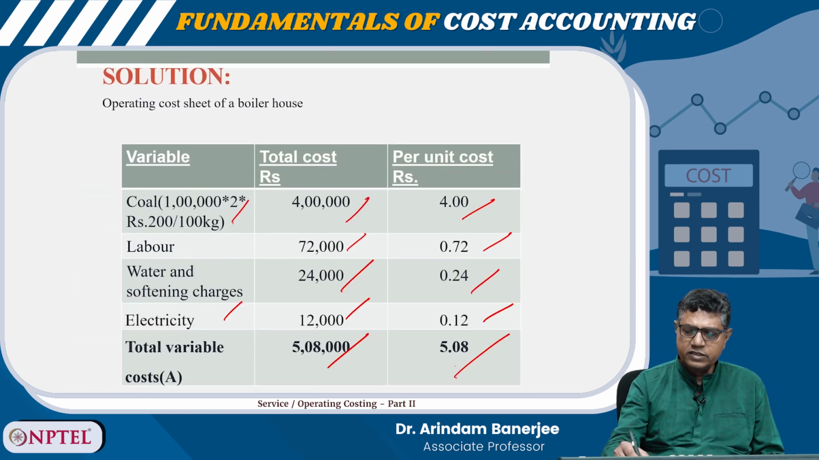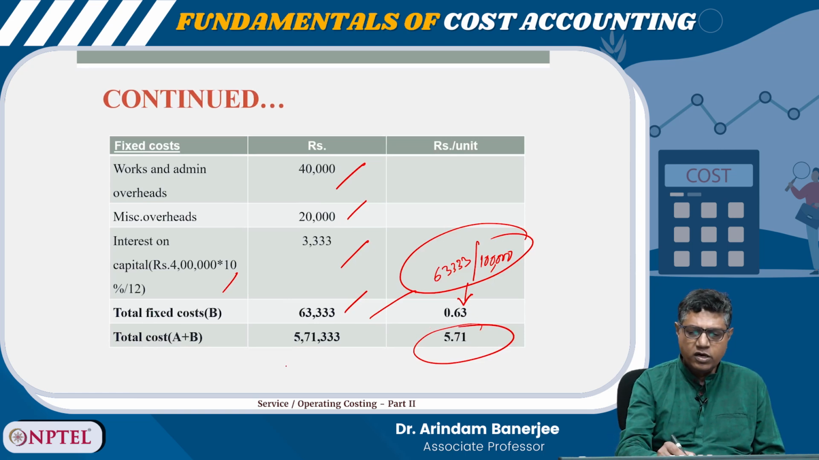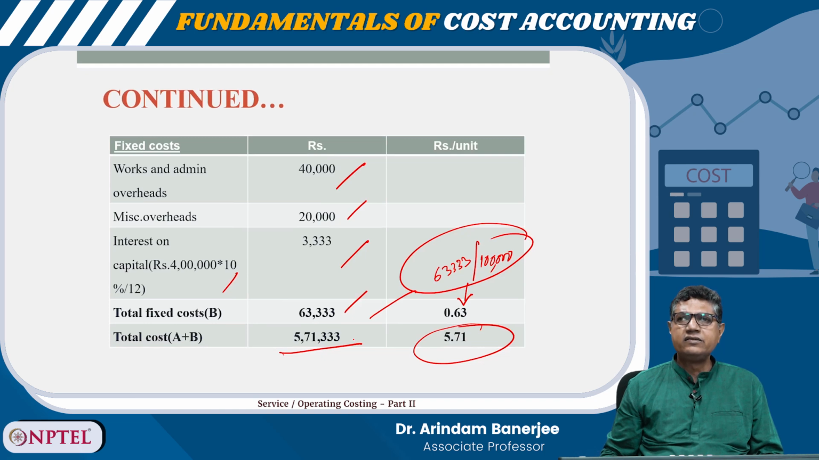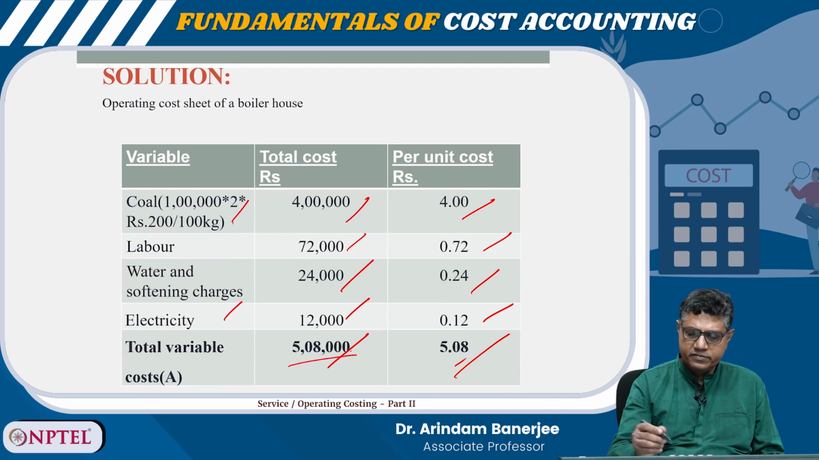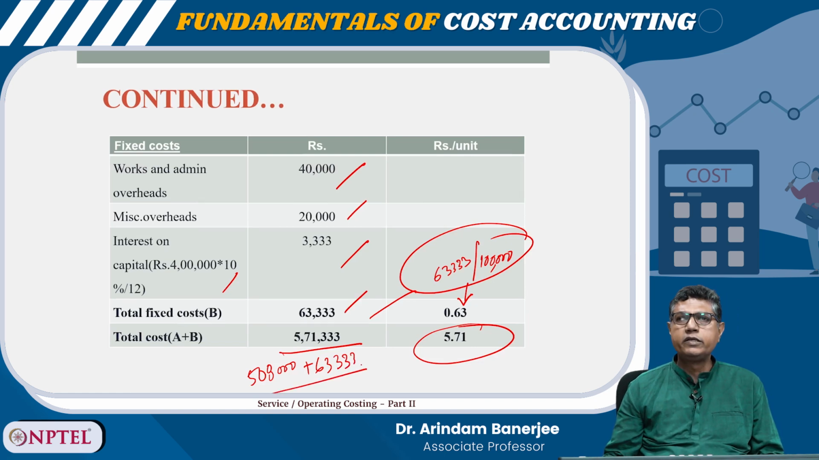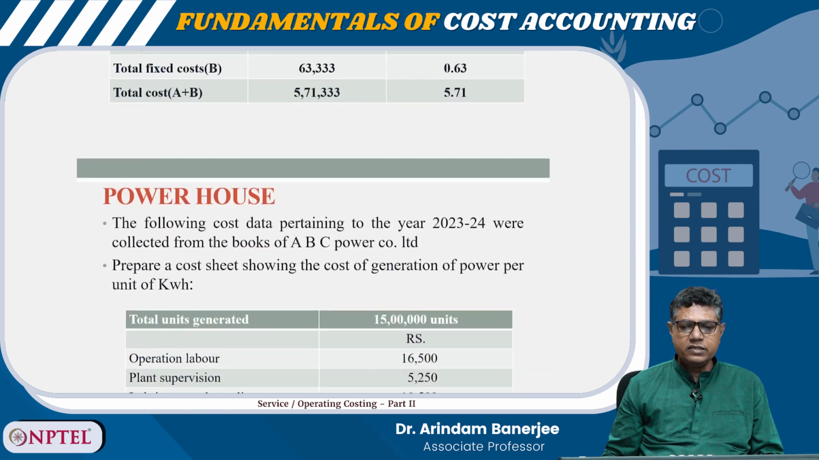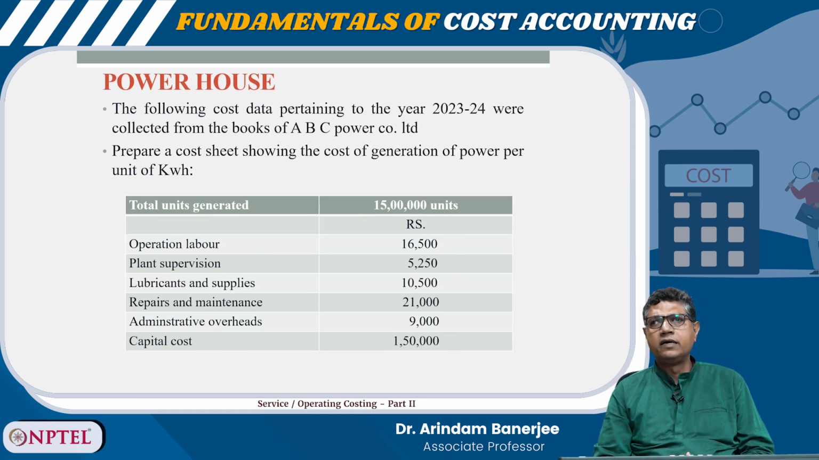Here you see total variable cost is 5.08 and then 0.63 if I add. So, it is coming 5.71 and here total cost is coming 5,71,333. This is actually addition of 5,08,000 plus 63,333. Fine. So we can calculate the total cost in this manner.